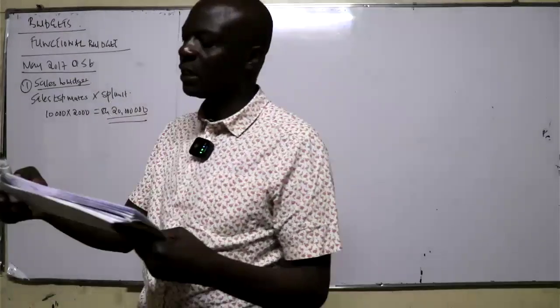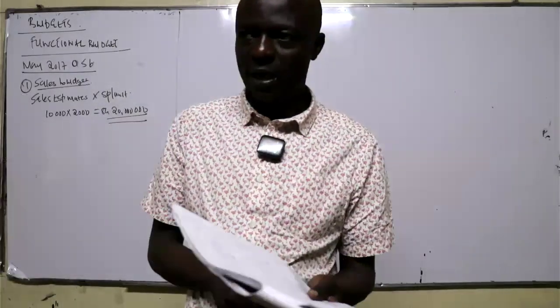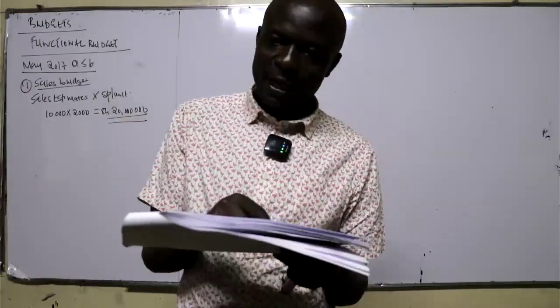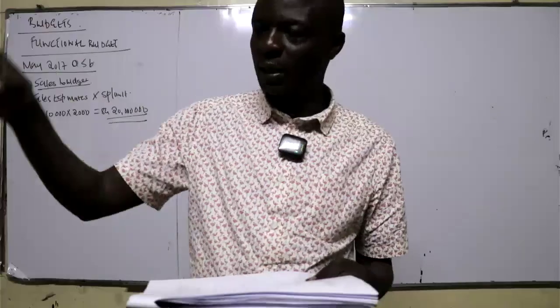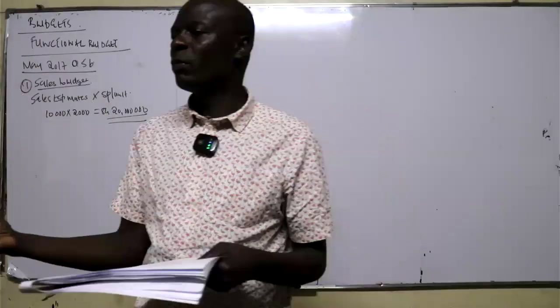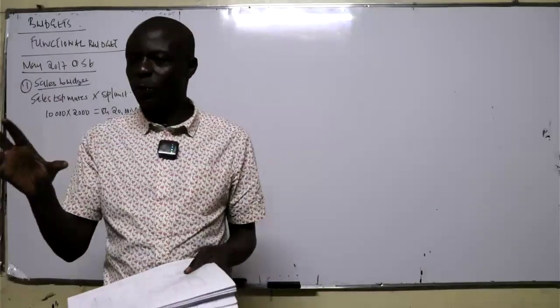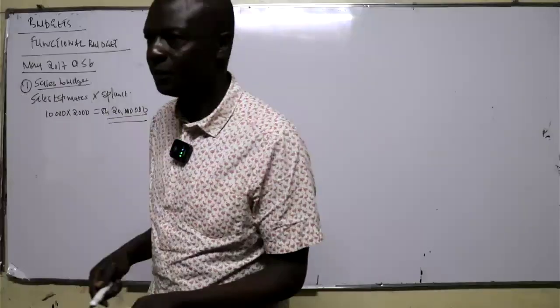You can even see the marks allocated: 1 mark. So the sales budget is the units that you estimate to sell times the selling price per unit. Of course, you are the one doing business. You know the units that you estimate, isn't it? You are the one doing business. So yeah.